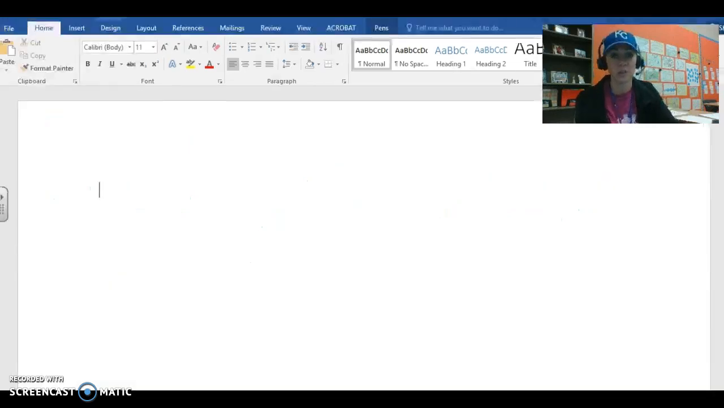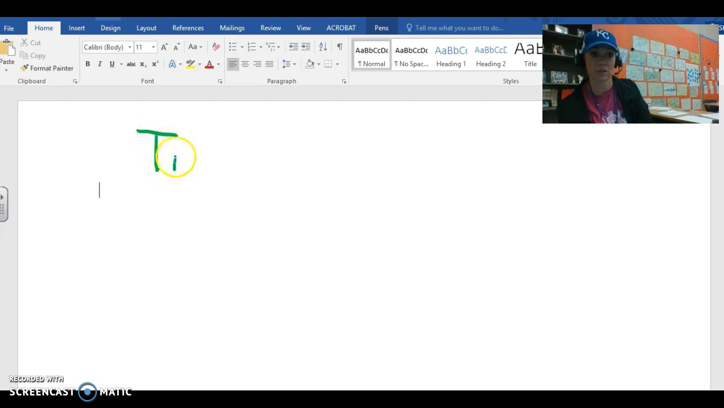So to get started, we are going to review graphs and some of the important terms that go with them. Make sure you get these terms in your notes. The first word we're going to cover is title. Title, like the title of a book. In sixth grade, all graphs must have a title. Otherwise, how are you going to know what your graph is about?